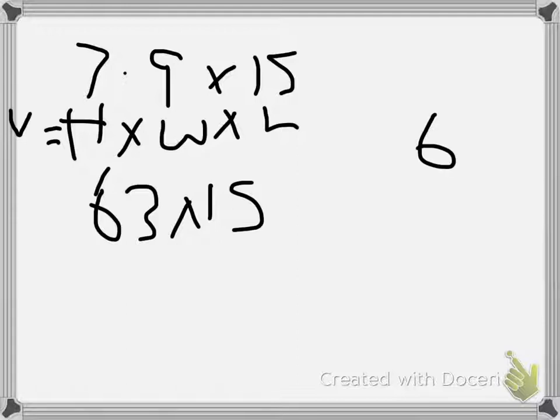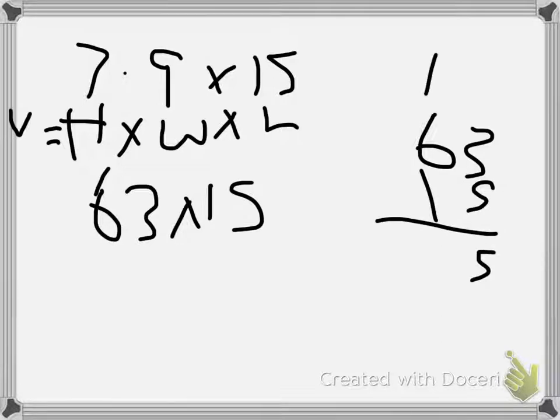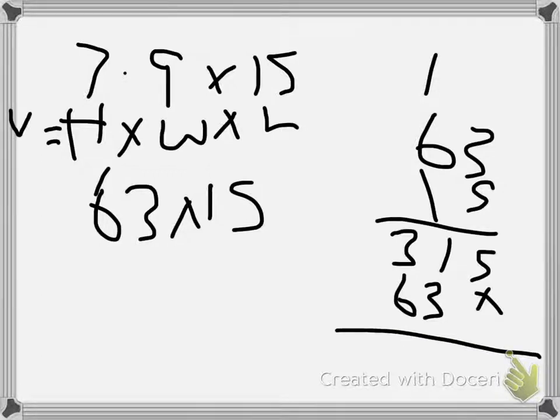So if I come over here to the side, 63 and 15. So 5 times 3 is 15. We're going to leave the 5. We're going to carry the 1. And 5 times 6 is 30, plus 1 is 31. We're going to put our placeholder. 1 times 3 is 3, and 1 times 6 is 6. We're going to put a line here. We're going to add these together. 5 plus nothing is 5. 1 plus 3 is 4. And 3 plus 6 is 9.